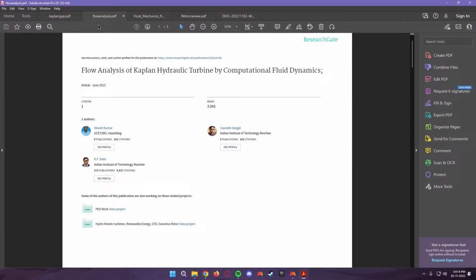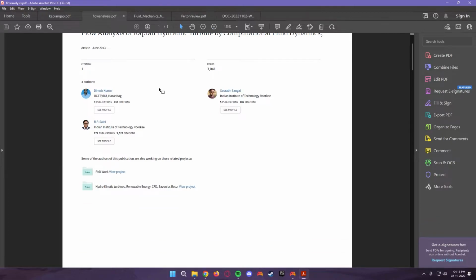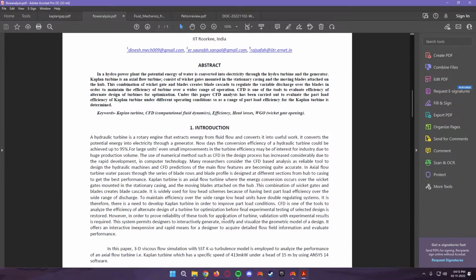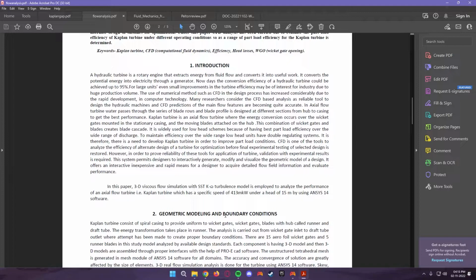Moving to the second research paper, which is titled Flow Analysis of Kaplan Hydraulic Turbine by Computational Fluid Dynamics. In this research paper, they introduce what a hydraulic turbine is, a rotary engine, and then the use of a numerical method such as CFD in this design process. Many researchers consider CFD-based analysis a reliable tool to design hydraulic machines, as CFD predictions of main flow features are becoming quite accurate.